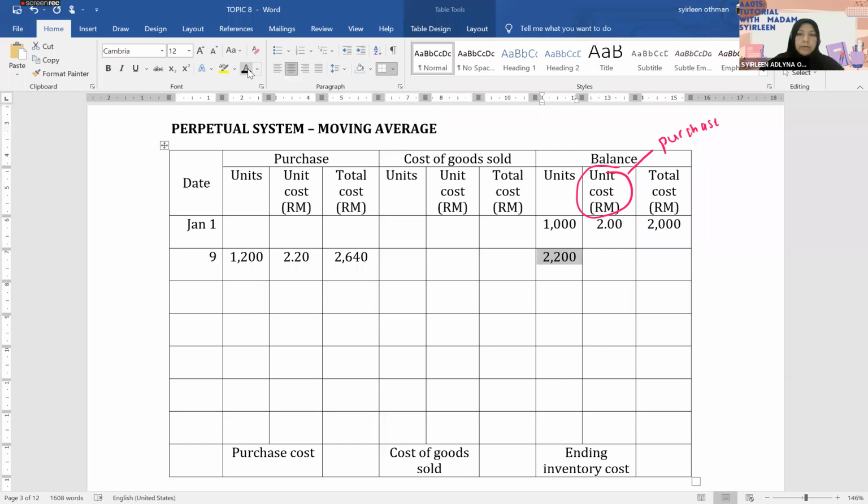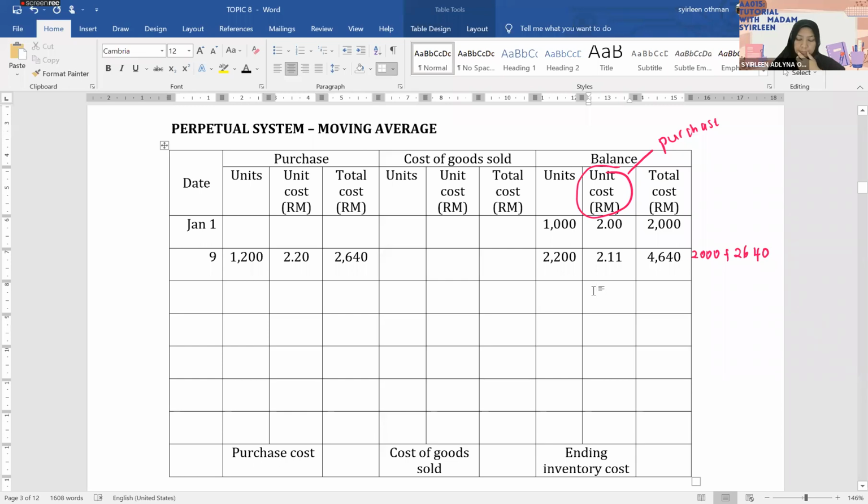Okay, alright, so total yang you ada dekat sini is 4,640, which is 2,000 plus 2,640. Okay, so purata yang baru will be 4,640 divide by 2,200. So latest price will be RM2.11.